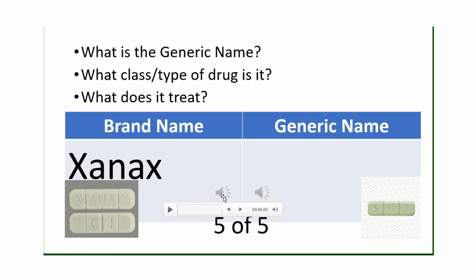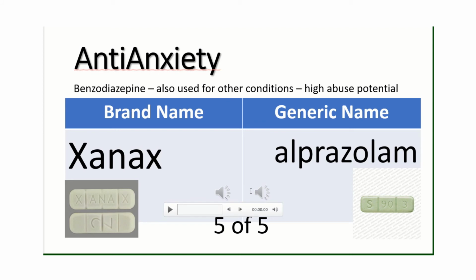What is the generic name for Xanax? What type of drug is Xanax? What does Xanax treat? The generic name for Xanax is alprazolam. Xanax and alprazolam are anti-anxiety medications. Xanax and alprazolam are benzodiazepines, which are also used for other conditions and have a high abuse potential.